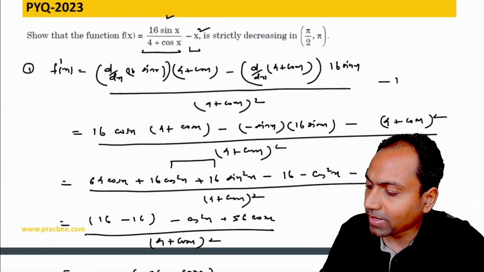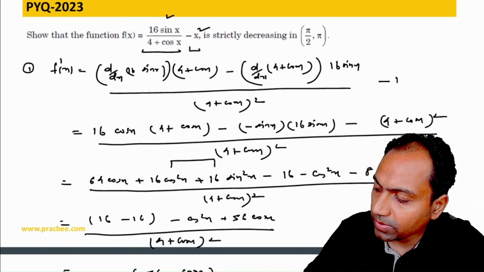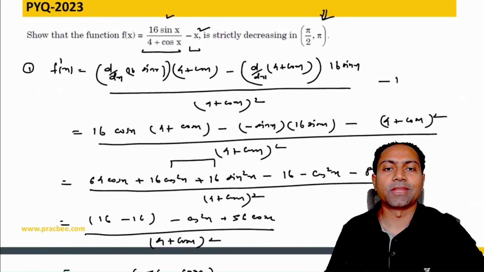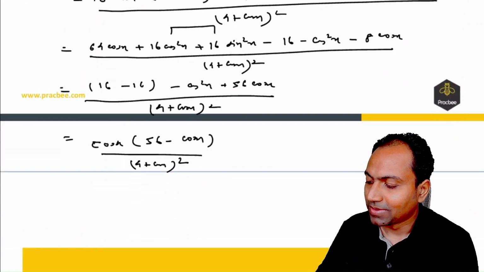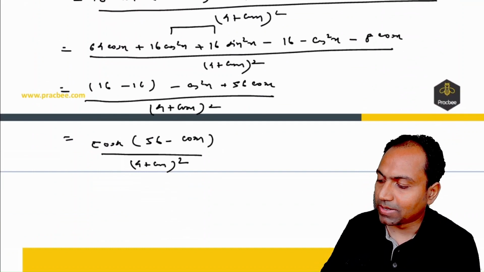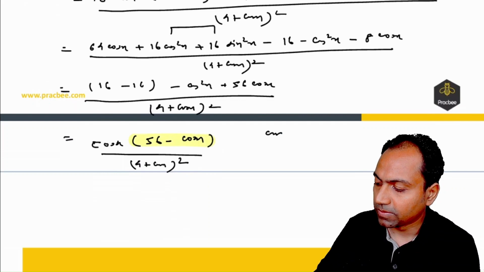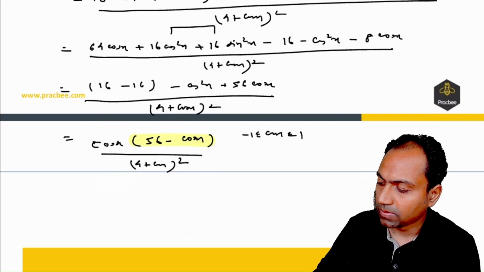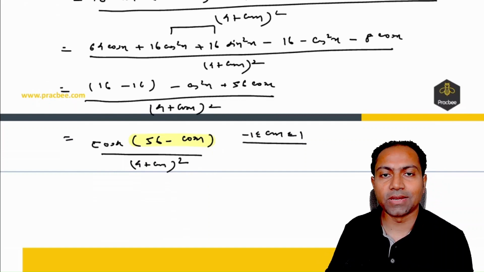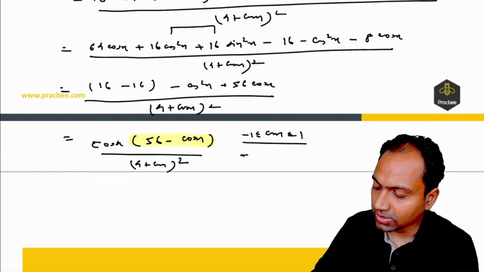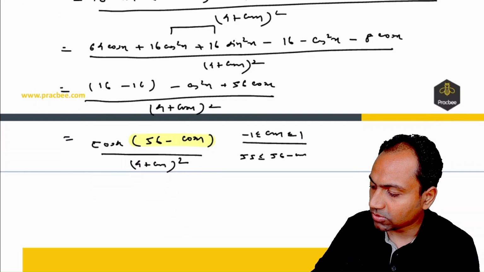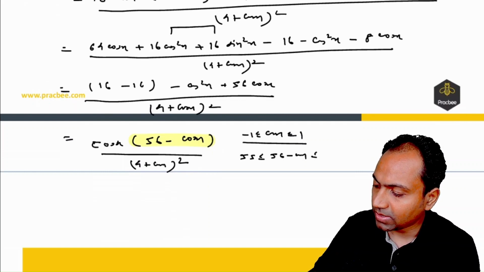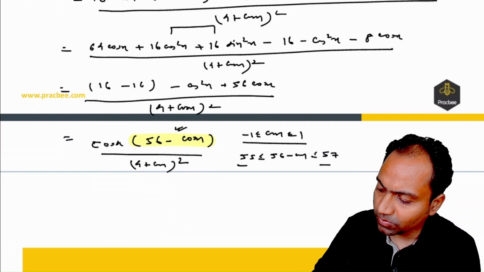Now let us go back to the question and check. What they're talking about is that we are putting values between pi by 2 and pi. That would mean the second quadrant. Now what will happen? You can see that this part is positive because cos x lies between minus 1 and 1. If I add 56 on both the sides, this will become 55 and this will become 56 minus cos x. So you can see that this expression will lie between 55 and 57. So this is positive, there is no problem.